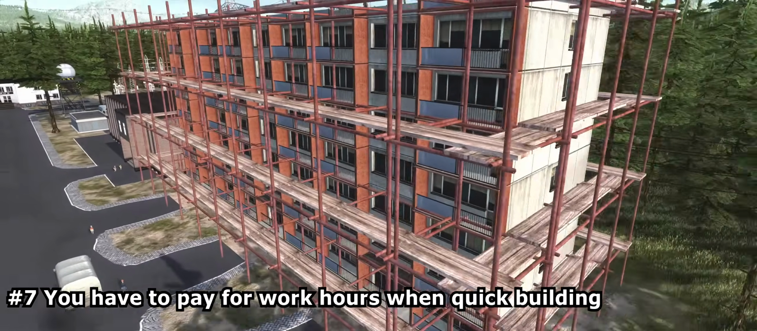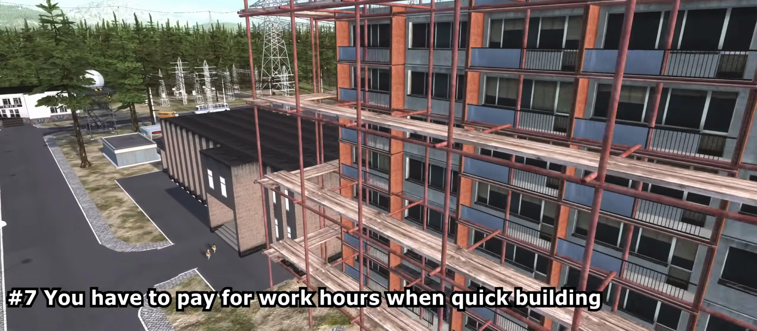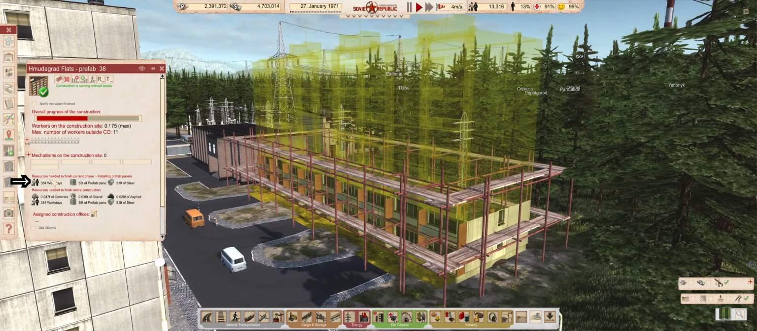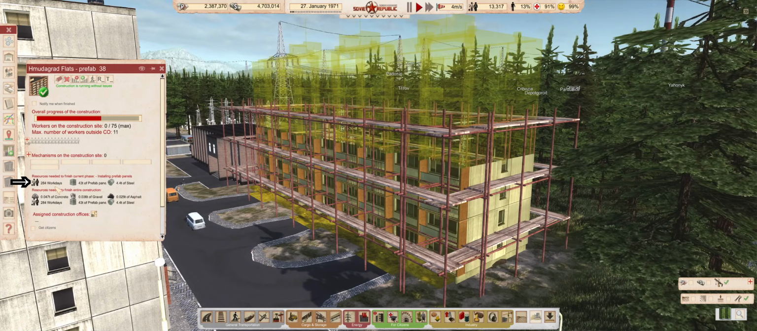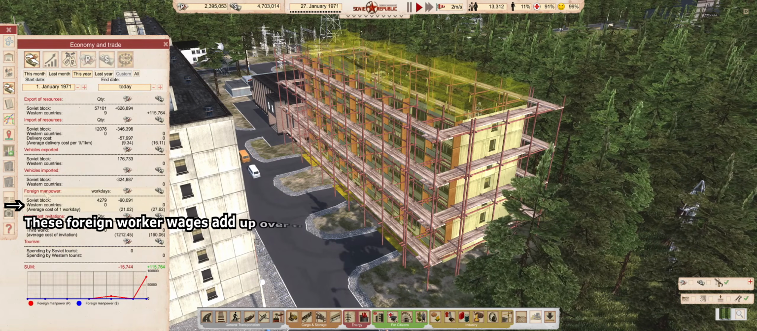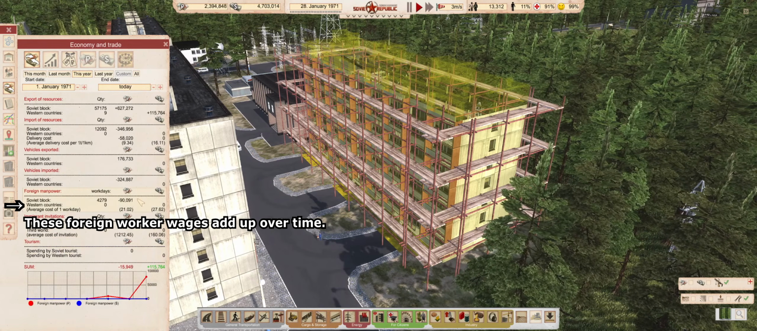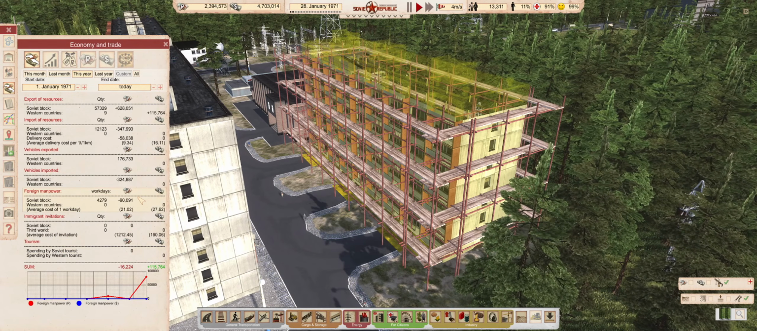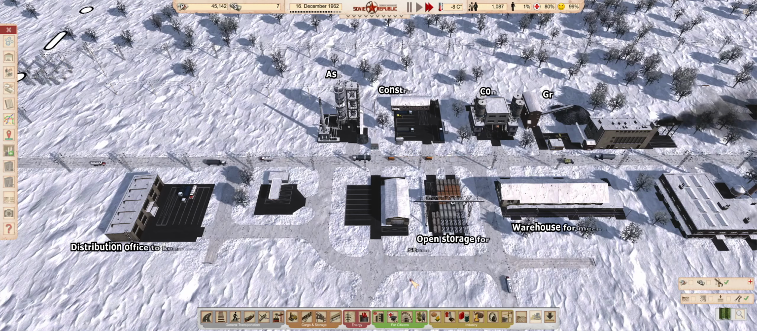Number 7. You have to pay for work hours when quick building. Whenever you decide to use money to quickly build something, you're not only paying for the materials and their delivery costs, but for the hours of work the foreign powers put into the building. Even if you import every single piece of resource needed for a construction, you are still saving a lot of money if you use domestic workforce.